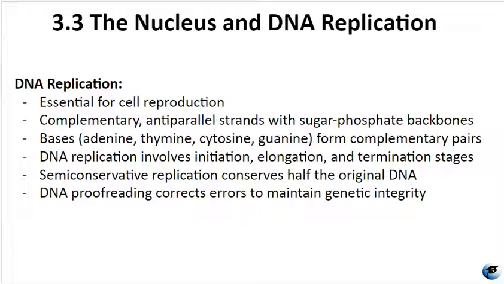DNA consists of two antiparallel strands of alternating sugar-phosphate backbones with complementary base pairs forming the interior. Adenine pairs with thymine and cytosine pairs with guanine, and that's complementary bases. DNA replication is a process required for cell reproduction, and it encompasses initiation, elongation, and termination stages, ensuring the conservation of half of the original DNA in each new molecule. DNA proofreading mechanisms correct errors, maintaining genetic integrity. This meticulous replication process is vital for preserving the accurate transmission of genetic material during cell division.